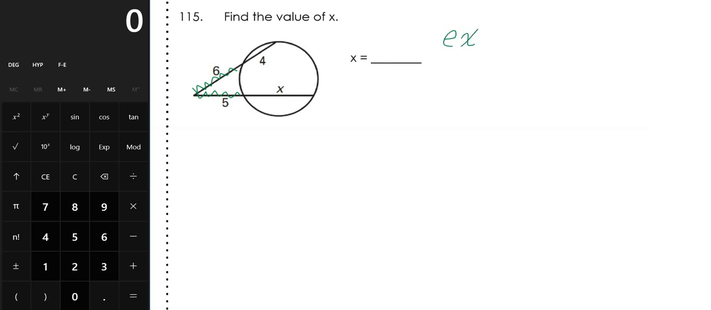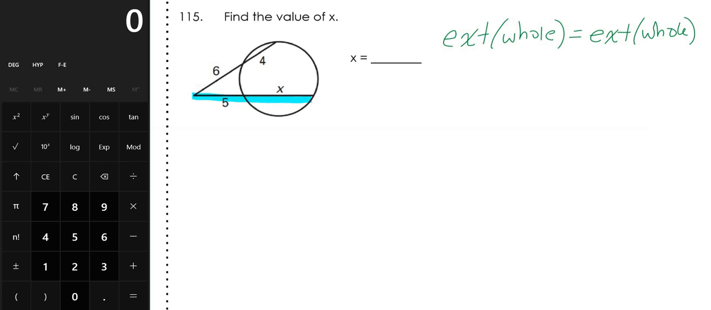External times whole equals external times whole. So let's take a look in this diagram and talk about what part is the external and what part is the whole. All right, we're going to talk about one of these secants at a time.